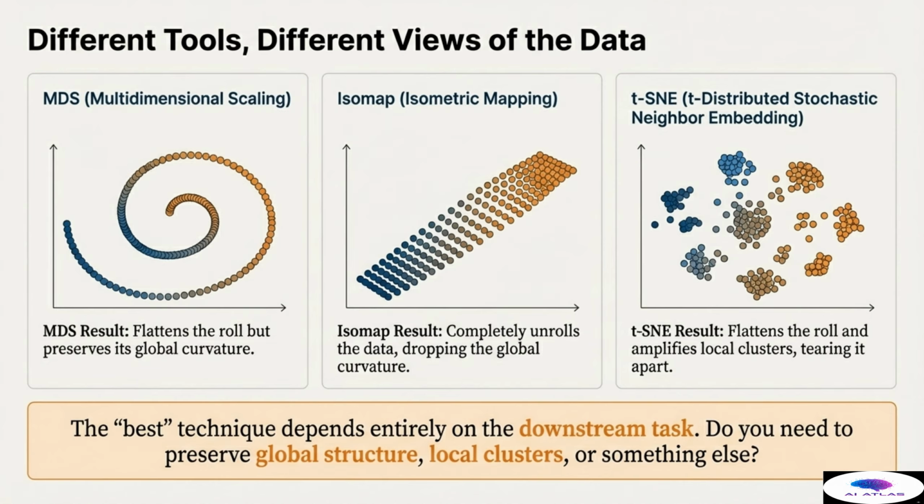flat, even representation. The t-SNE result, optimized for local visualization, flattens the roll but strongly amplifies local clusters, essentially tearing the surface apart slightly to ensure distinct groups are clearly separated. This demonstrates a critical lesson. There is no single best technique. The optimal choice depends entirely on your specific downstream task. Do you need to preserve global structure for regression, focus purely on local clusters for classification, or simply unroll the manifold for interpretation? Your ultimate goal must dictate your choice of tool.